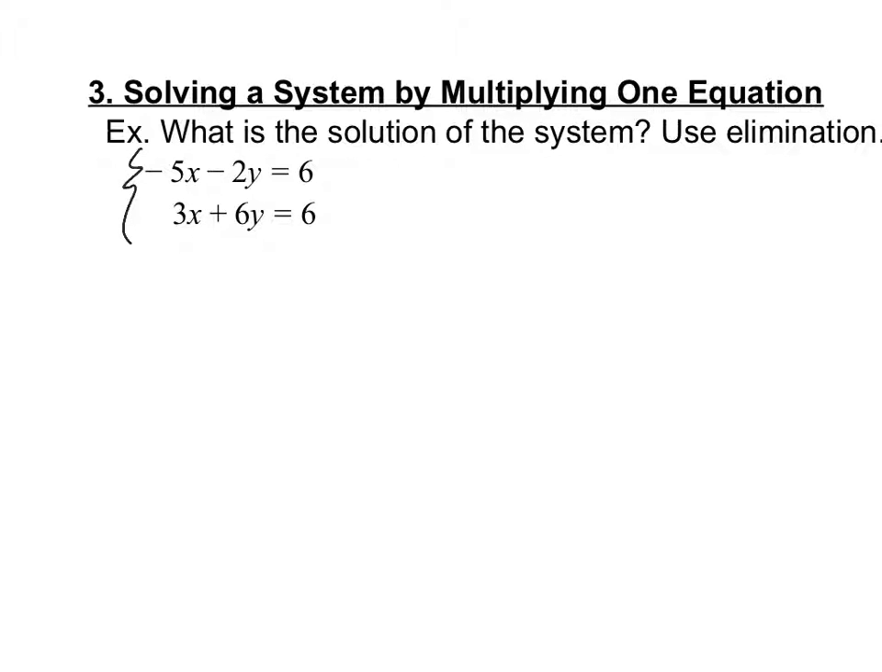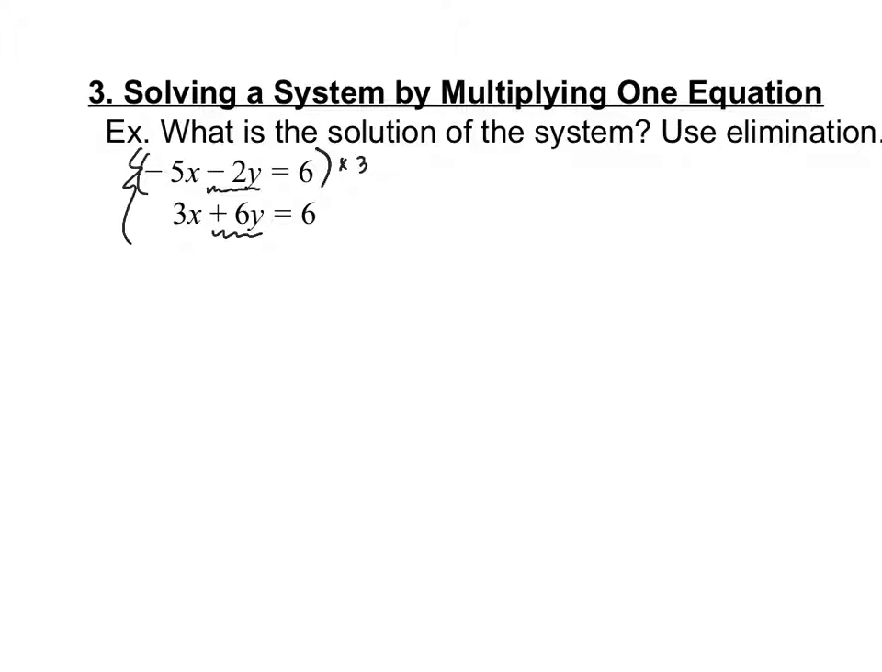Use the elimination method again. Well, I don't have any exact opposites, but I can see here I have a -2y and a positive 6y. So what I can do is take this equation right here, the top one, and multiply it times 3. And as long as what I do to one side of the equation, I do to the other.